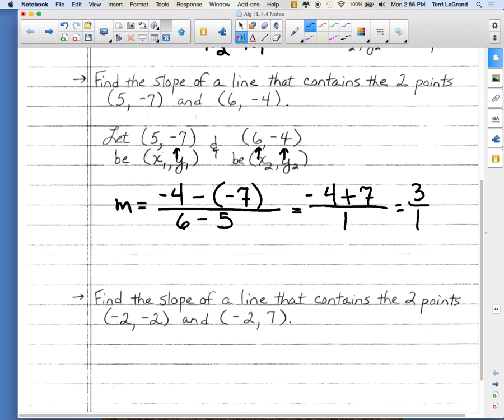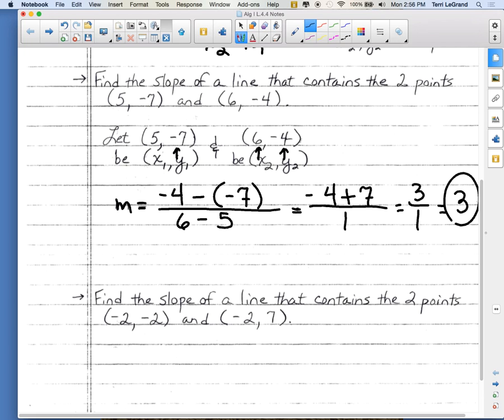When the rise over run can simplify to an integer, remember the integers are the whole numbers and their opposites. When the rise over run, the change in y over the change in x, can simplify to an integer, we will simplify it. Can this be simplified to an integer? What integer? 3. So we would say our slope is 3.